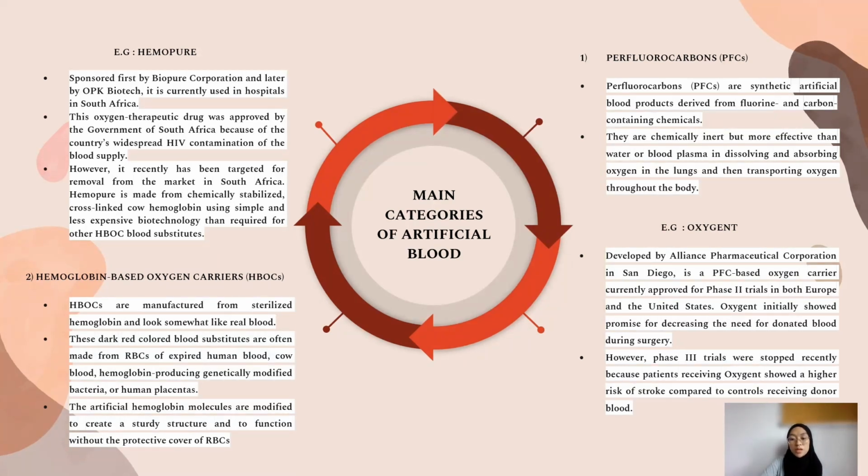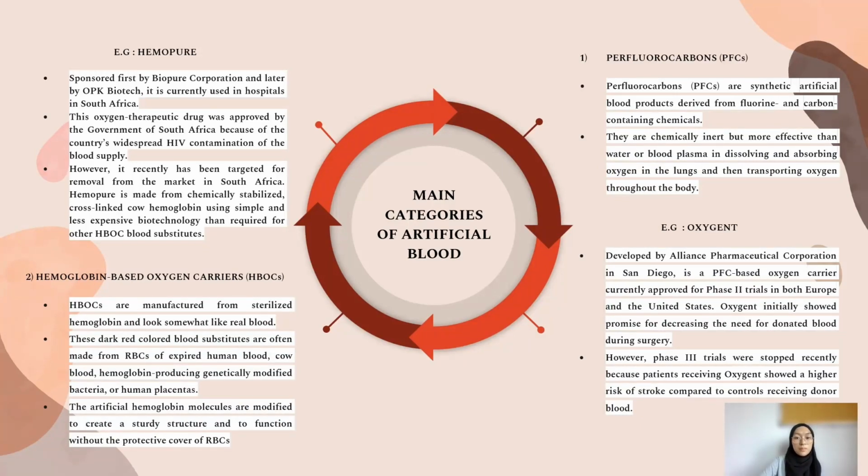Side effects of HBOCs may include elevated blood pressure, abdominal discomfort, and a temporary reddish coloration of the eyes or skin. Okay, so this is the example for HBOCs, which is Hemopure. Hemopure was sponsored first by BioPure Corporation and later by OPK Biotech. It is currently used in hospitals in South Africa. This oxygen therapeutic drug was approved by the government of South Africa because of the country-wide spread of HIV contamination of the blood supply. However, it recently has been targeted for removal from the market in South Africa.